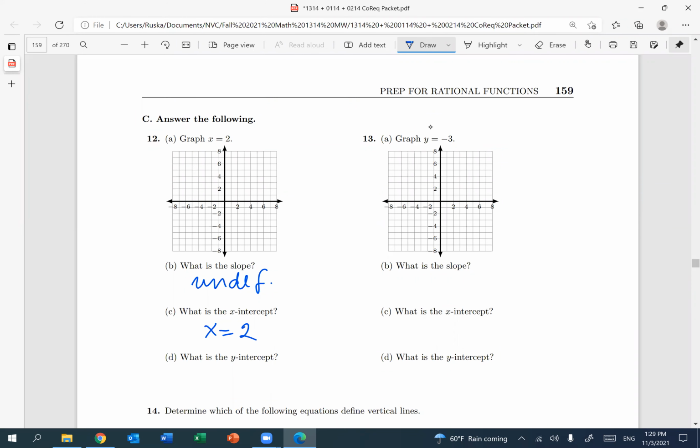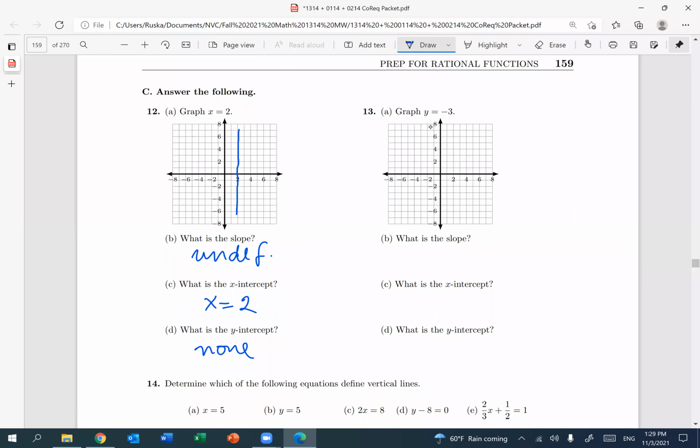And the y-intercept, there's no y-intercept because the graph is going to be, see, x equals 2, the graph looks like this, like that, right? And you have no y-intercept, sorry. The x-intercept is 2, okay? Everybody understand that? So this is how you do it.